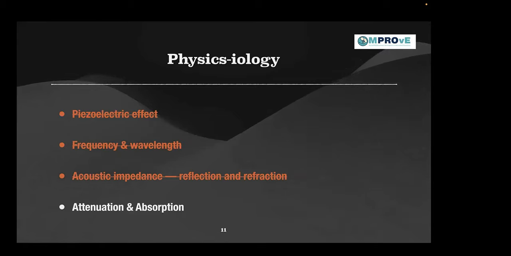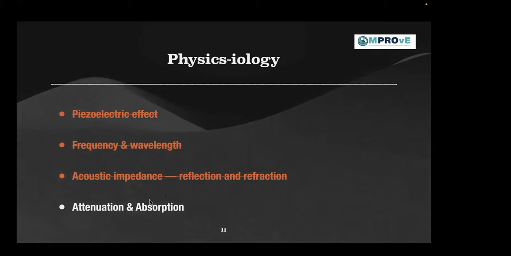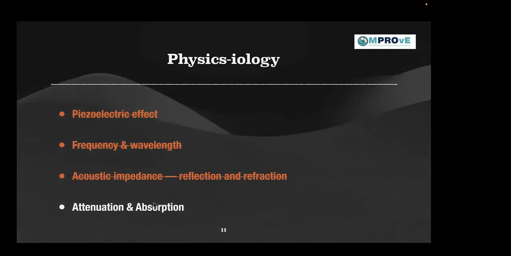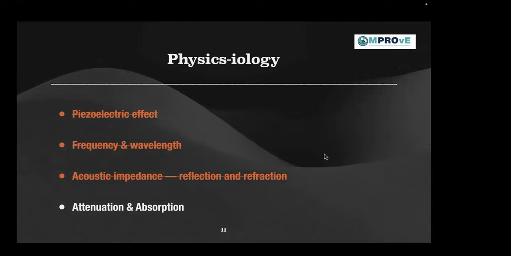And then there's attenuation and absorption, which again depends on your acoustic impedance. If you have a very high impedance or high resistance, you're going to reflect most of the waves. So you will not get much attenuation at that point, and there will not be much absorption. If it passes through a structure which allows the ultrasound waves to pass through, then you will get attenuation and absorption of the waves. And we will see how it impacts the image or the artifacts generated in the upcoming slides.